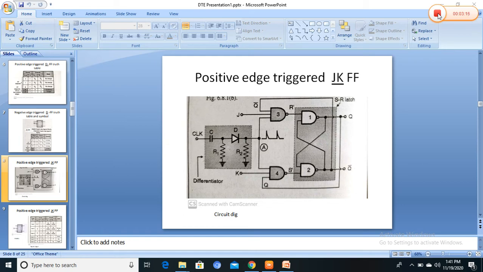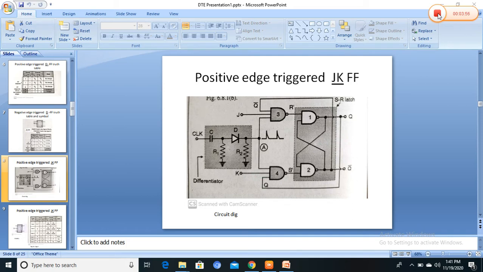When the clock is positive edge triggered, that is in the upward direction, J is equal to 0 and K is equal to 1. Then S dash becomes 0 and R dash becomes 1. Therefore, according to the operation of the SR latch, if S dash is equal to 0 and R dash is equal to 1, Q is equal to 0 and Q bar is equal to 1. That condition is called the reset condition when the clock is positive going.